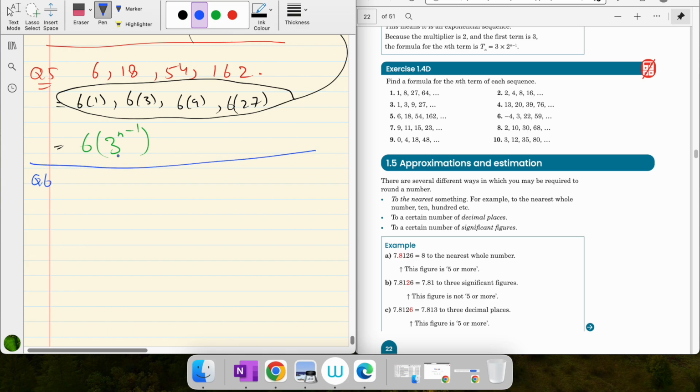Question number 6. Minus 4, 3, 22, and 59. Any guesses? Hint is this is n cube something.